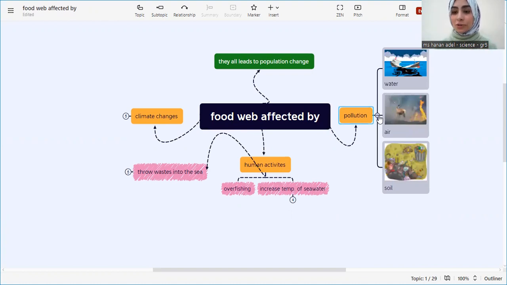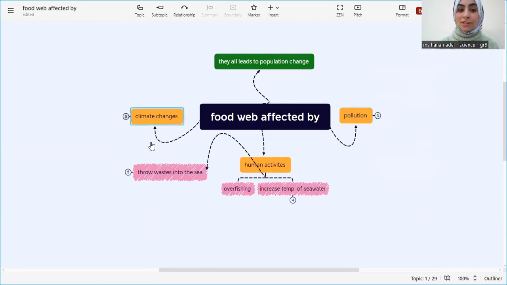We have 3 types of pollution that may happen: water pollution, air pollution, and soil pollution. When I affect the water or affect the air, by maybe smoke that causes difficulty breathing for animals, if we have a fire in a forest, or throwing things in the soil, all of this is a type of pollution.